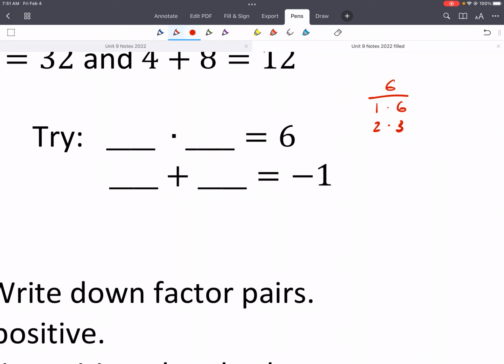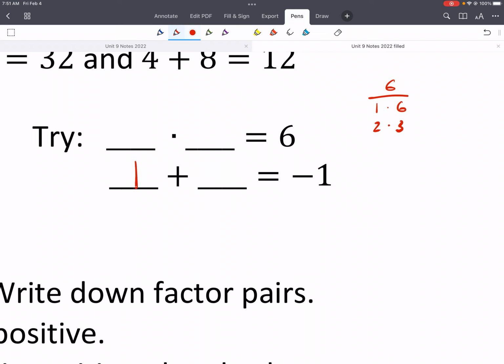All right, so 1 and 6 could work. Oh, but wait, now we have this negative. So the thing with this puzzle is that your numbers can be positives or negatives. So if I need to have a negative number, then I'm going to need to take the smaller number minus the bigger number. So like if you did 1 plus a negative 6, that would give you a negative 5. But that's not going to give us what we need.